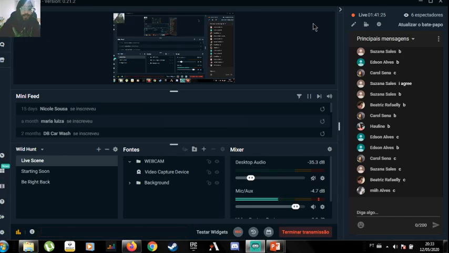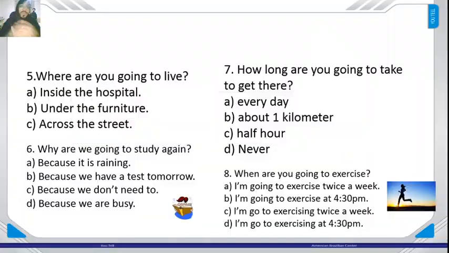So, most of you are saying that the correct alternative is the letter C, okay? So, let's check it out. How long are you going to take to get there? The question in Portuguese would be quanto tempo? How long? Quanto tempo? Então, quanto tempo você vai levar para chegar lá? Are you going to take to get there? Half hour. Letter C. It is the correct one.